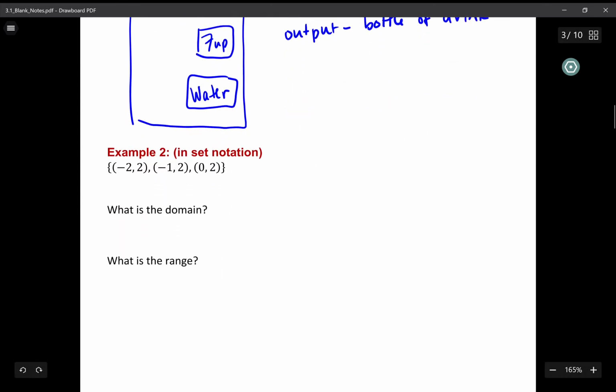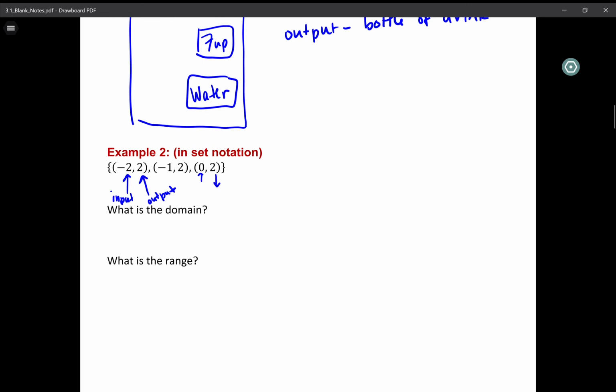Let's look at an example using set notation. So here is my function in set notation. Each input and output is an ordered pair. My input is the first value in the ordered pair, and my output is the second value in the ordered pair. So if I input -2 into this function, I get 2 out. If I input 0 into this function, I would get 2 back out.